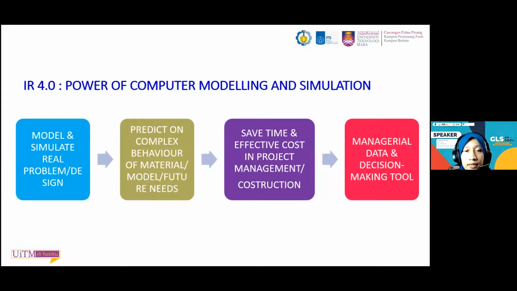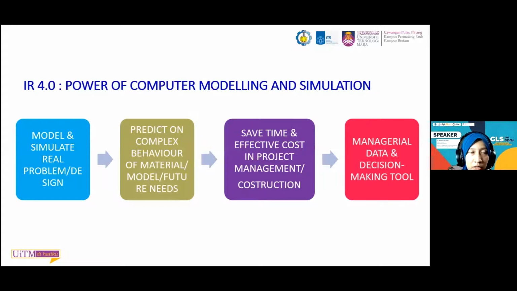So as I explained earlier, why we are using computer modeling and simulation, for example, we want to simulate the real process, we want to predict something that might happen if we have some sort of design. For example, we want to construct a dam with a high volume capacity of water. In order to design a dam with a high volume of water, it cannot be done by construction at the early stage because we want to save time and money. So we have to do the preliminary design.